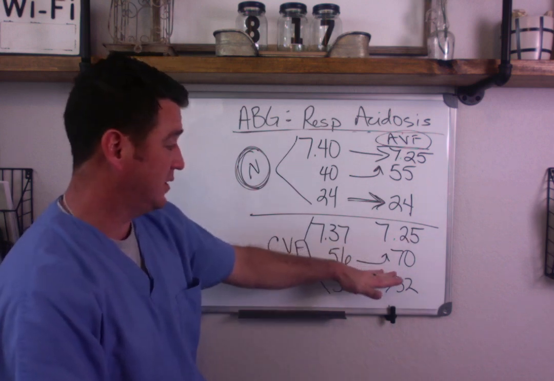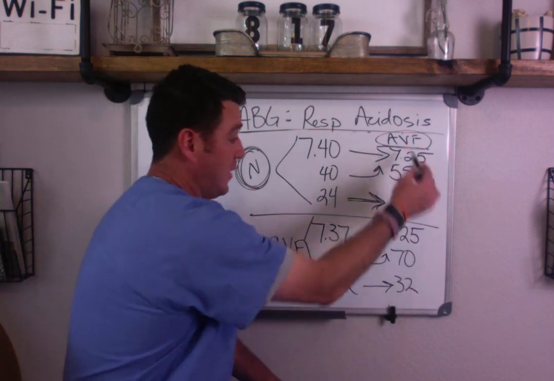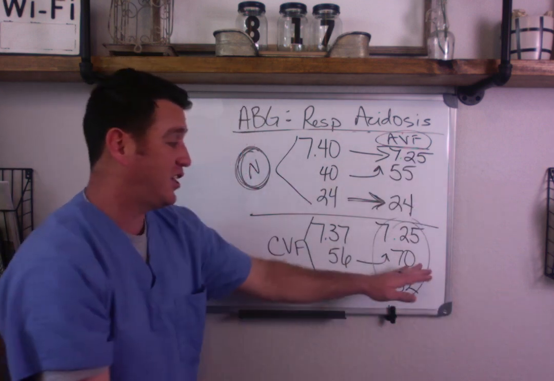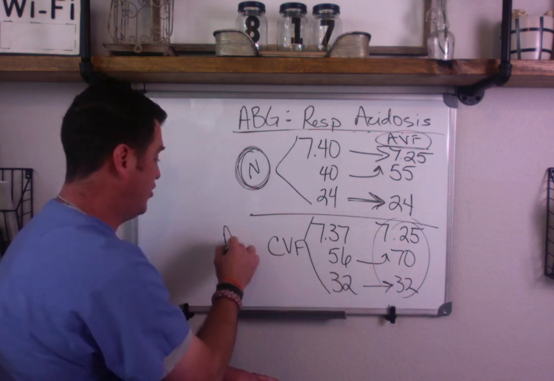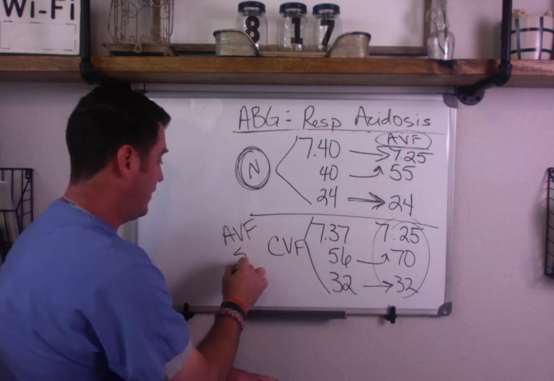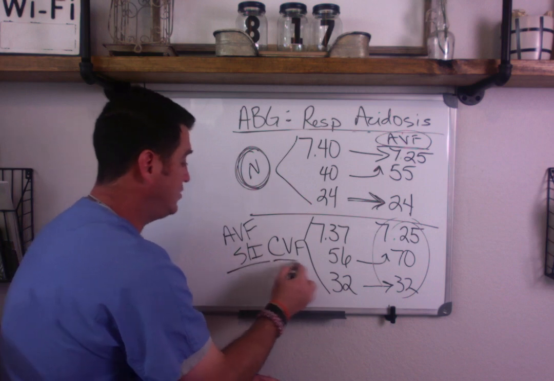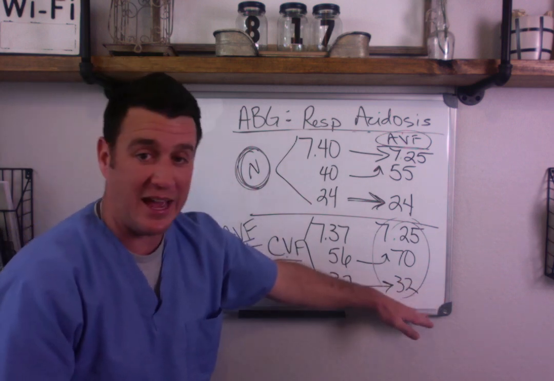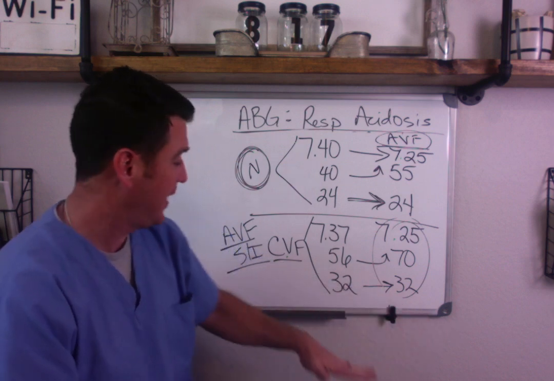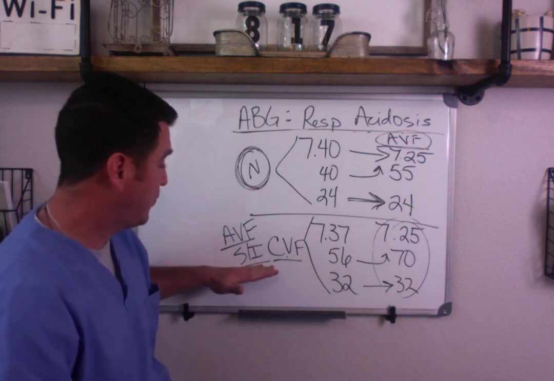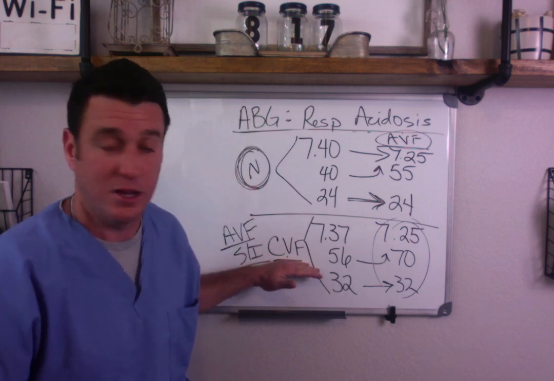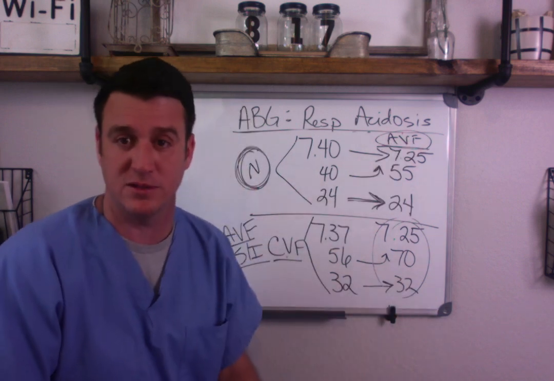Now this person, they also have now gone into acute vent failure. But that acute vent failure is superimposed on the chronic vent failure. So this blood gas would be interpreted as acute vent failure superimposed on chronic vent failure. You would intubate both of these patients.